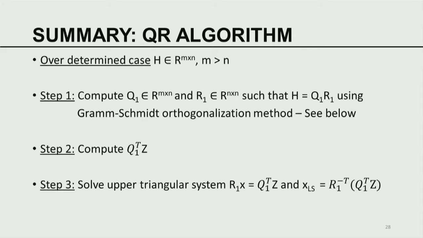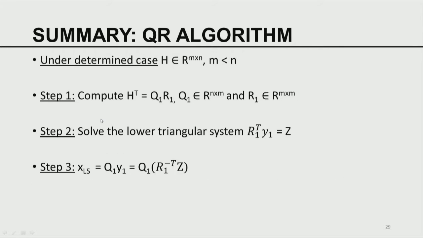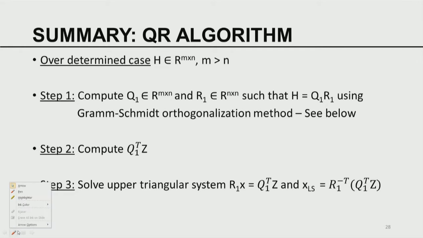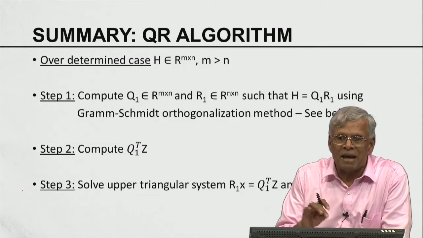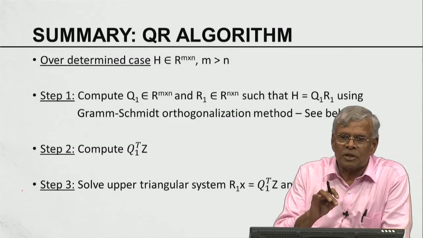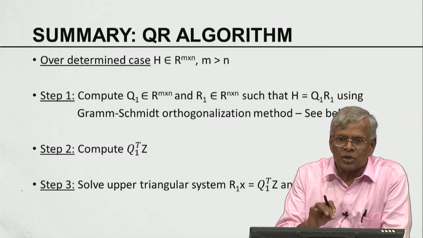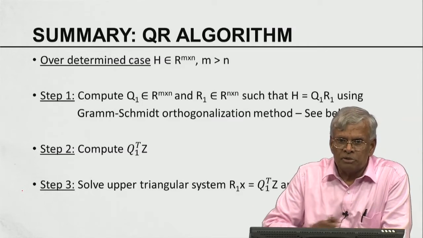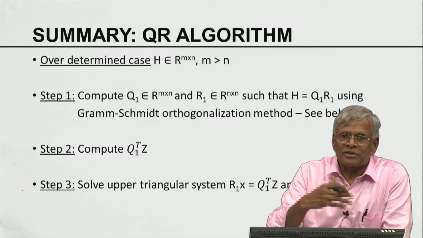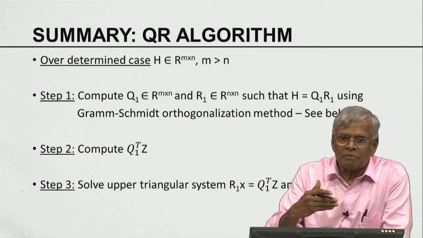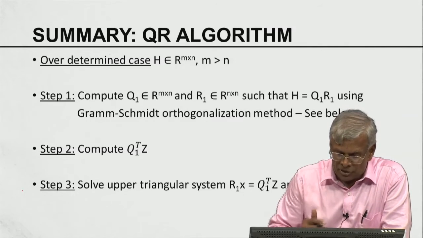So, summary of the QR algorithm: overdetermined system, M is greater than N. Compute Q1, compute R1 such that H is equal to Q1 R1 using a method called Gram-Schmidt orthogonalization. So that's where we are now leading to. That's the reason for this summary. I only said that such a thing can happen, but we don't know how to make it happen. If I can express H as Q times R, Q is orthogonal, R is upper triangular, we saw all the beauties in the analysis. That essentially assumed I can do it. Now it is time for us to tell how to make the decomposition happen.